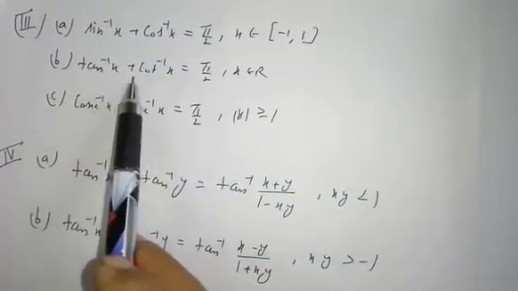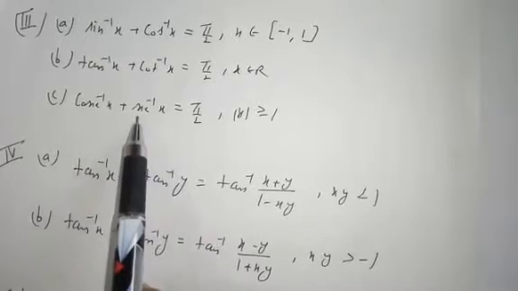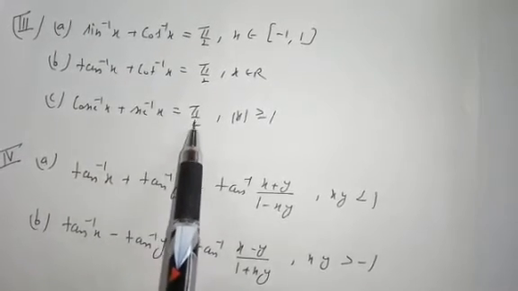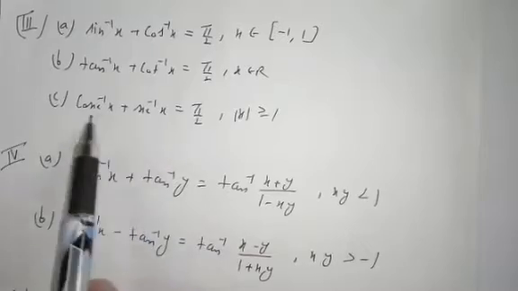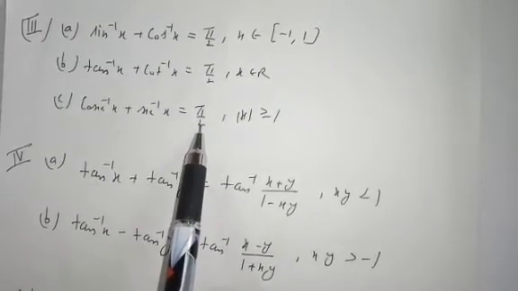Similarly, tan inverse x plus cot inverse x equals pi by 2. Cosec inverse x plus sec inverse x is also pi by 2. So in this way, the sum of these trigonometric ratios is equal to pi by 2.